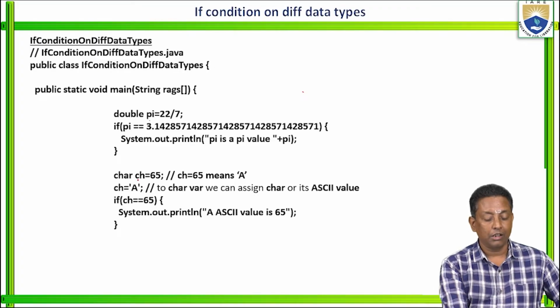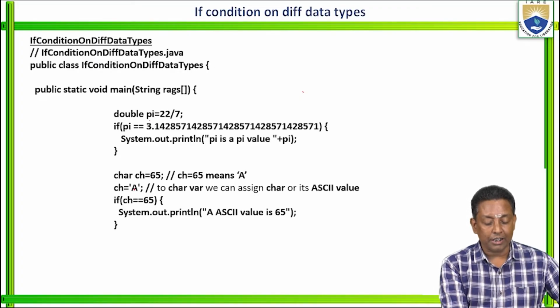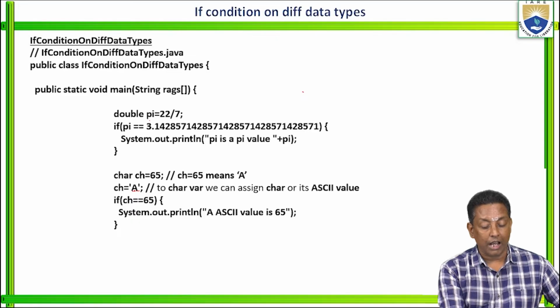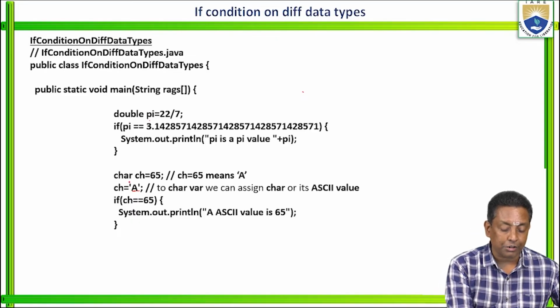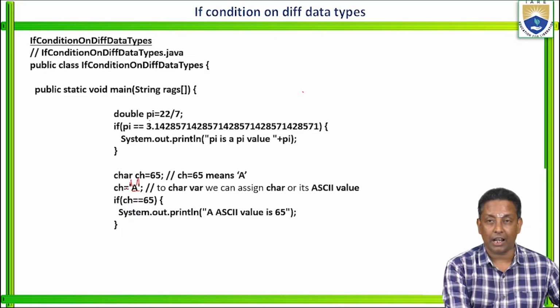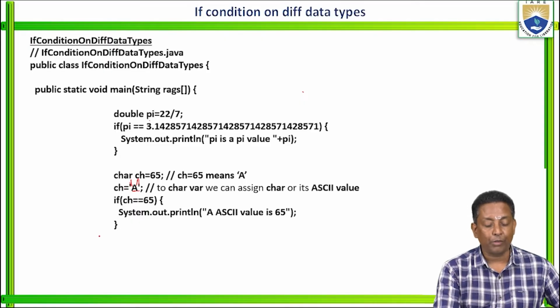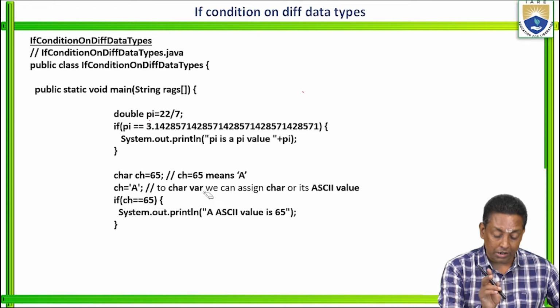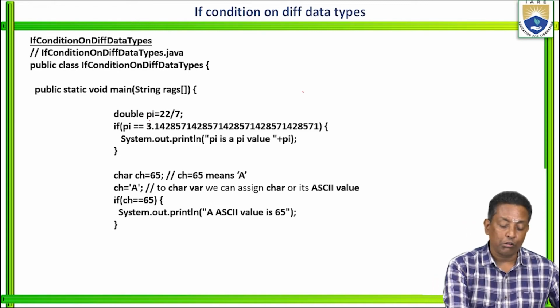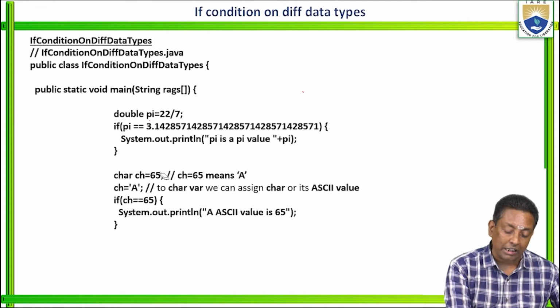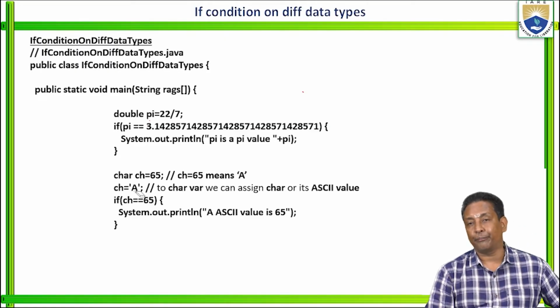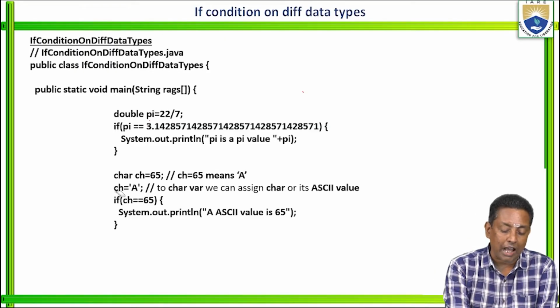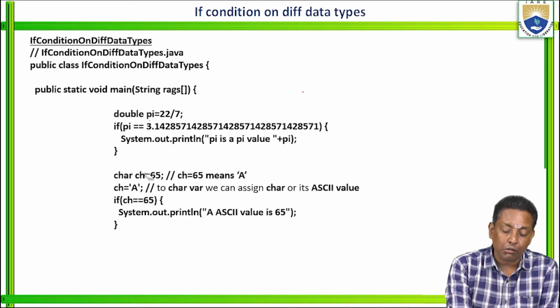Coming to the next, char comparison. Char ch is equal to 'a'. A character should always be enclosed in single quotation marks. In the Java programming language, to a character variable we can assign both an integer value and a character. Assigning a character is valid, but how can an integer value be assigned to the character variable?